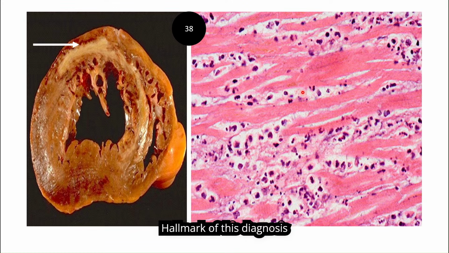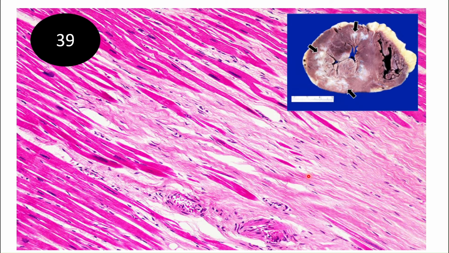Hallmark of this diagnosis is presence of polymorphs in between the cardiac muscle fibers, and there is coagulative necrosis of cardiac muscle fibers. So here there is loss of nuclei, eosinophilic fibers and plenty of neutrophils.